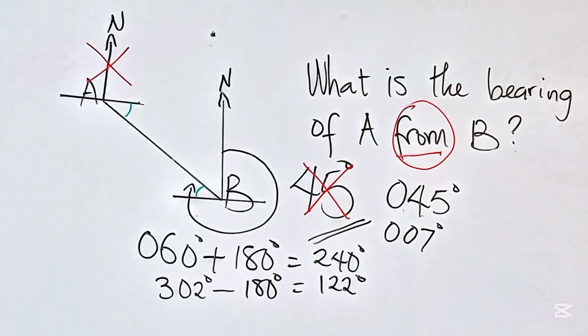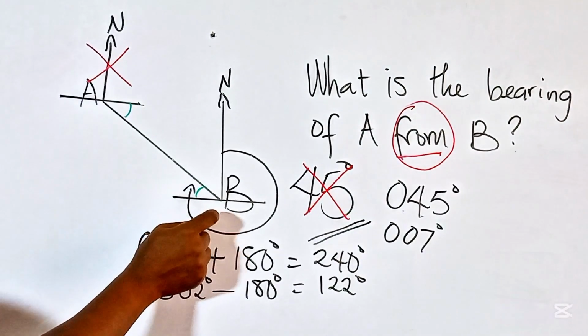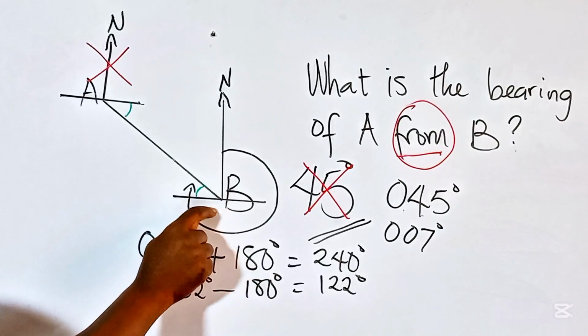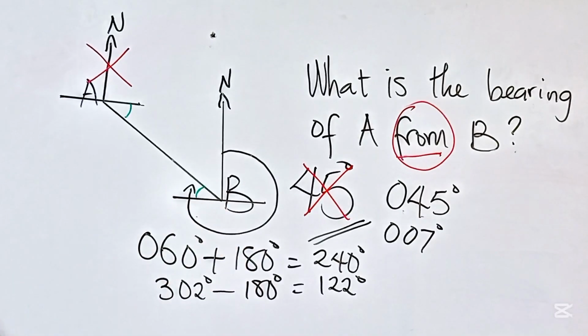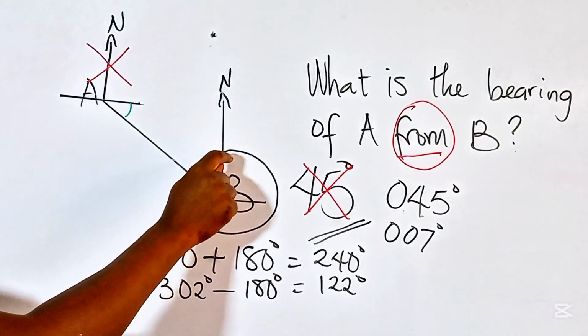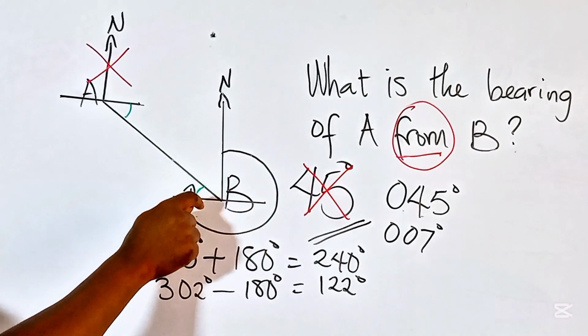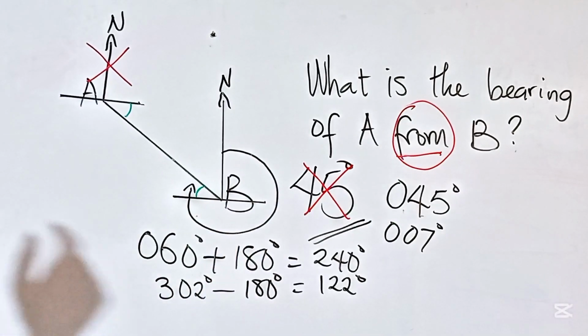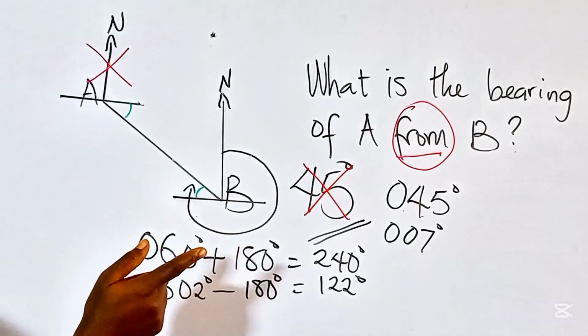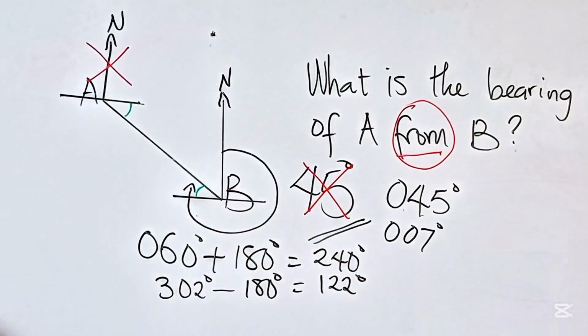Now let's do a recap. Always remember to anchor at from, that is the starting position. And remember to always read your bearing angle, sweeping from north in a clockwise manner. And thirdly, always label your bearing angles in 3 digits.